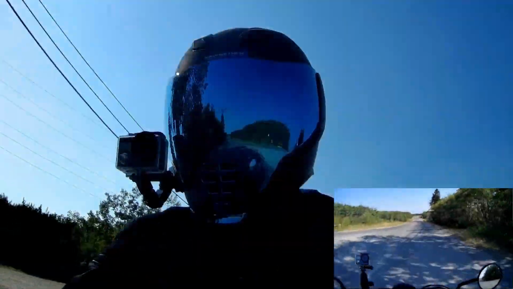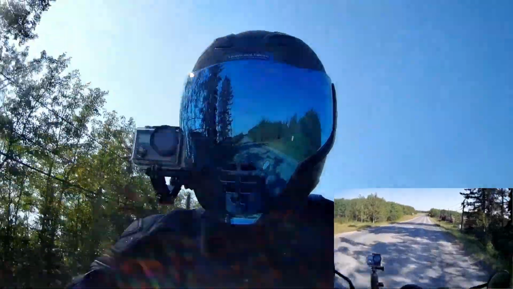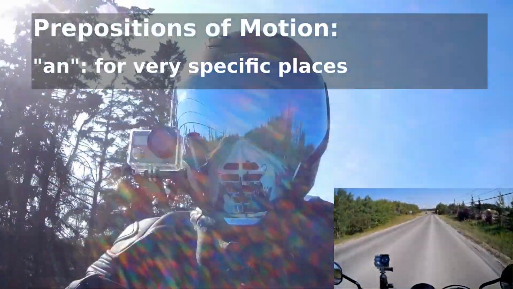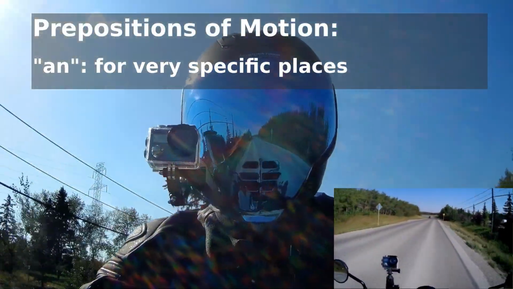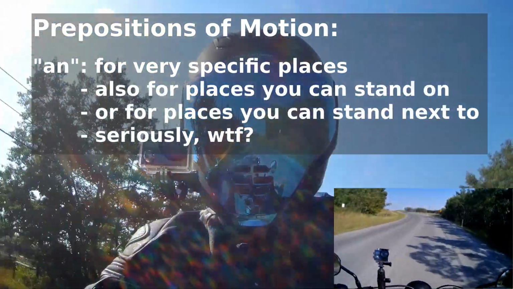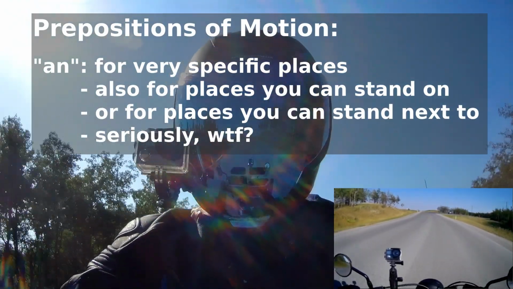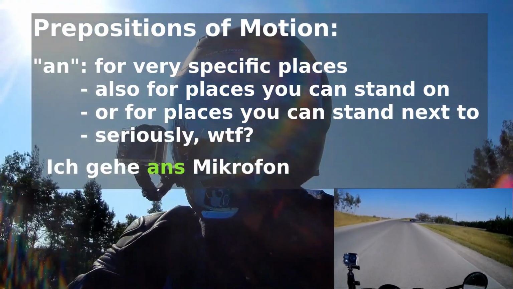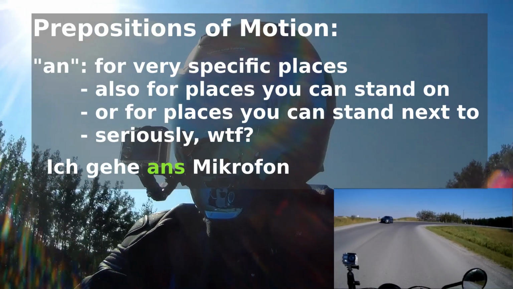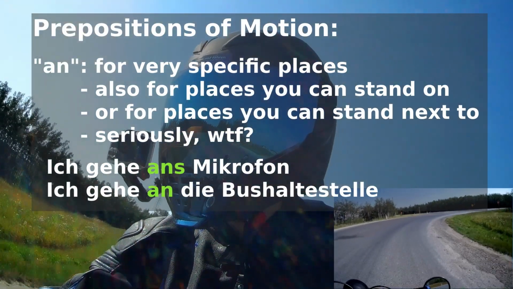All right, now it gets a little weird. If you're going to a very specific place, you don't use zu or in, but rather an. Literally, an means on, so I don't really get this one. But if you're going somewhere very specific, or you're going somewhere where you can stand on it or next to it, I know this is really arbitrary, but you use an. For example, ich gehe ans Mikrofon. I'm going on the microphone. Okay, ich gehe an die Bushaltestelle. I'm going to the bus stop. Literally, I'm going on the bus stop.